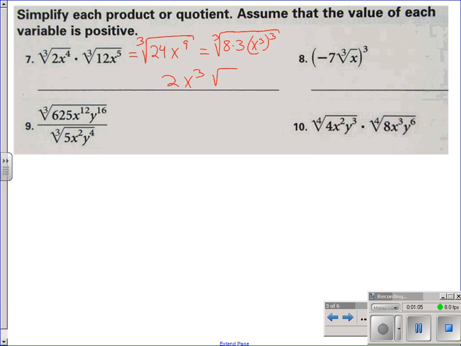But I'm left with that factor of 3 still inside the cube root. Nothing can be done with that one, so that stays like this. Okay? Doing the same thing as simplifying the square roots, but not looking at perfect squares, I'm looking at perfect cubes.